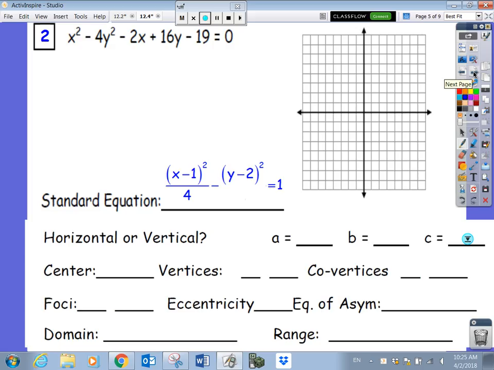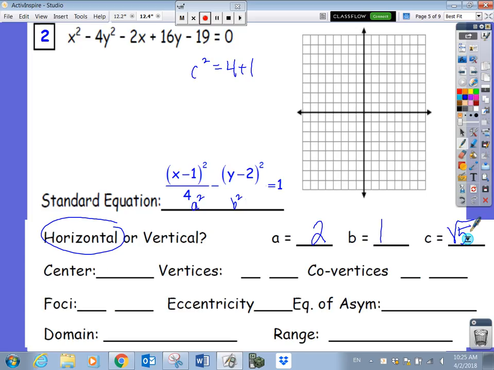So horizontal or vertical, the x is first, and it's positive. Again, if it's in standard form, we're going off everything off of standard form. The questions that I'm asking are off of standard form. So the x is first, so it's horizontal. A squared is always first, b squared is second, so a is 2, b is 1. C squared equals a squared plus b squared. So c is equal to the square root of 5. That can't be simplified.